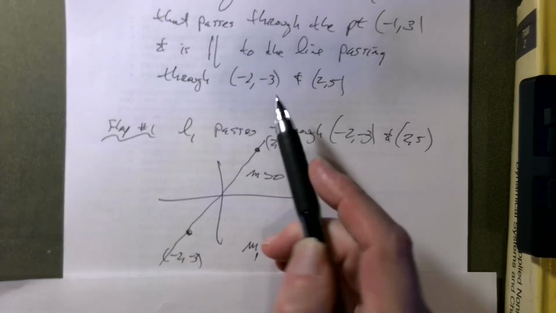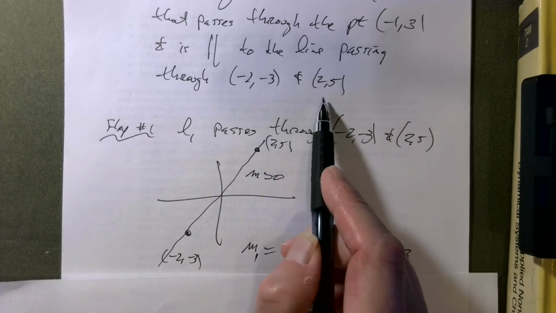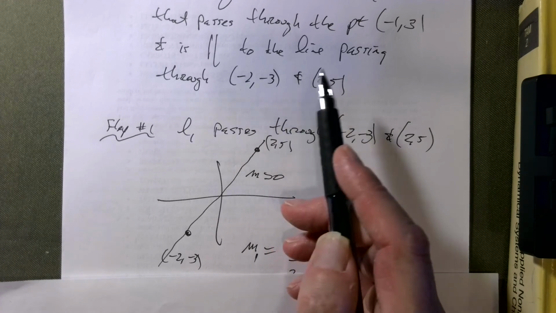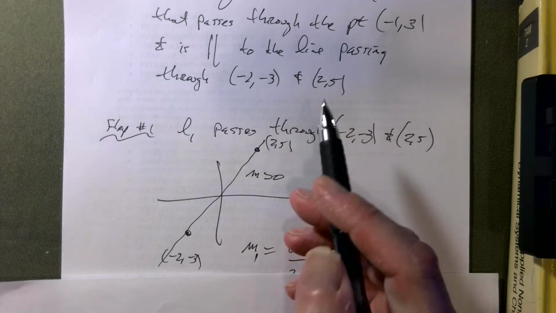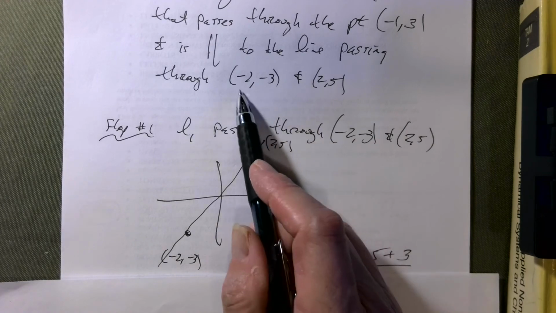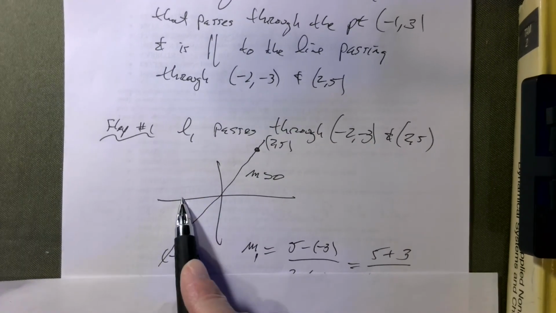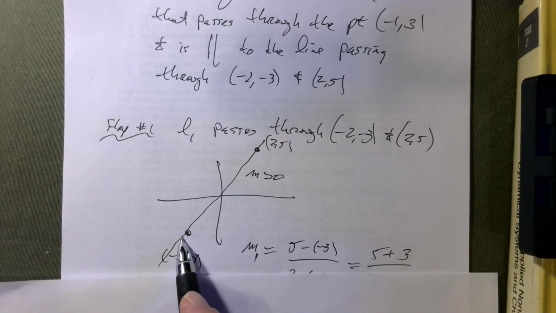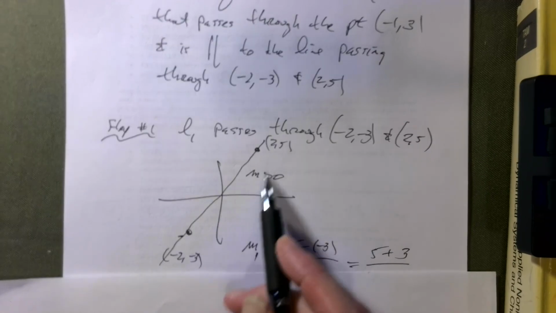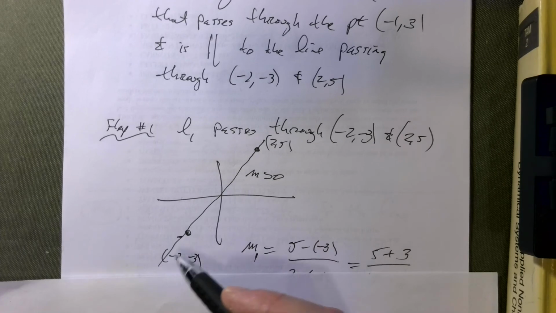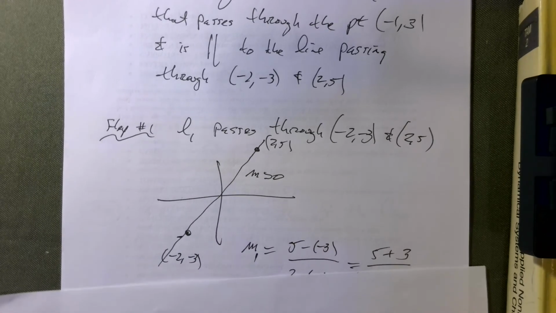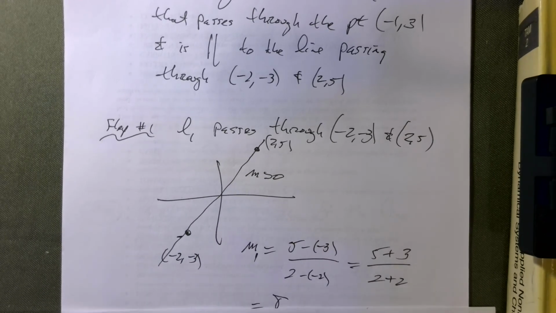So if I take minus 2, minus 3 and 2, 5, remember what I say: don't put it in any formula yet, draw a quick picture. So negative 2, negative 3 means move over 2, move down 3. 2, 5 says move over 2, up 5. The slope is positive, so we better get a positive. It does not matter which point you call which, just be consistent.